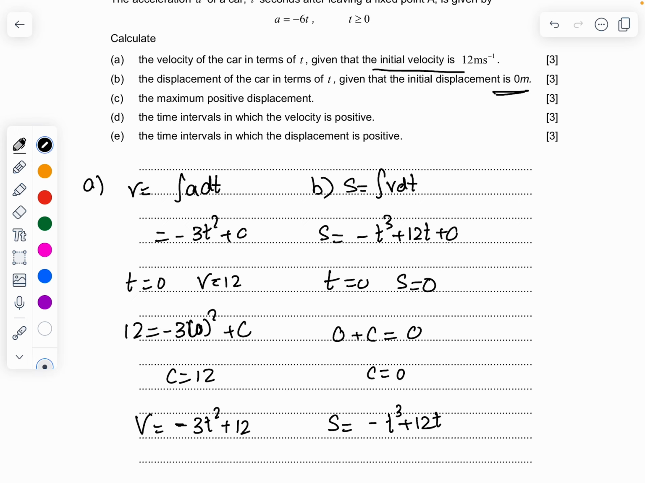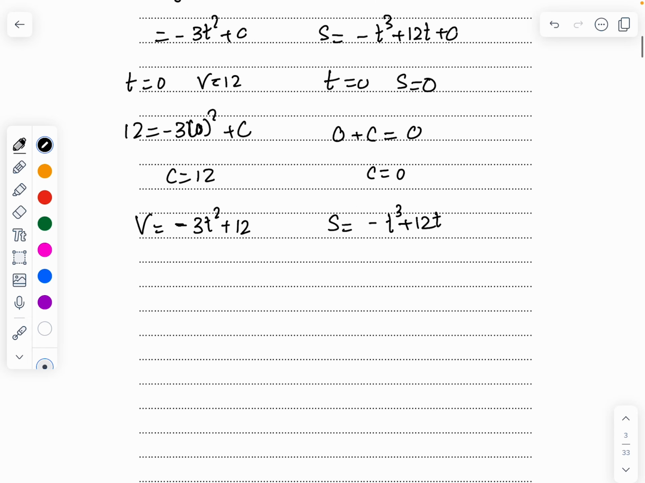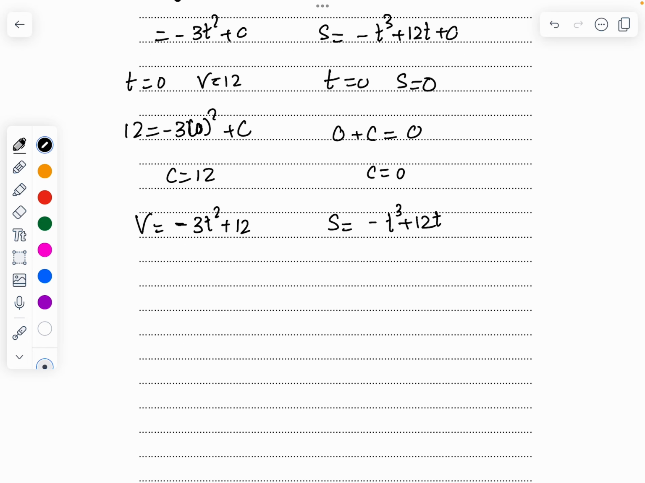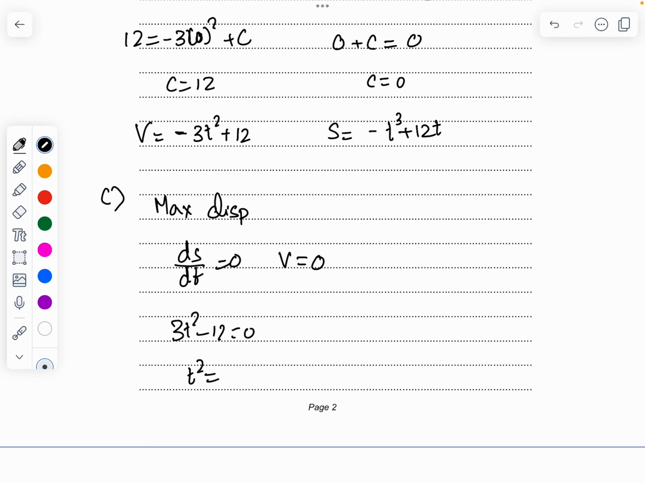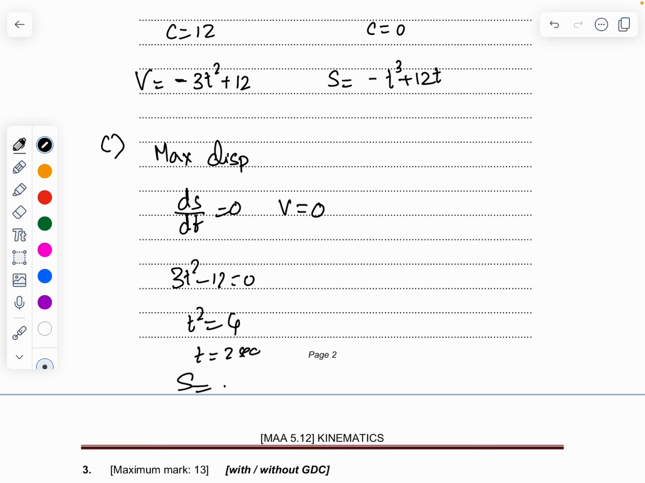Next, the maximum positive displacement. Maximum displacement means ds upon dt should be equal to 0, because velocity is 0. So 3t square minus 12 should be equal to 0. So t square equals 4, t equals 2 seconds. In that case, what will be the value of s? s will be minus 2 cube plus 12 times 2, which is 16 meters.